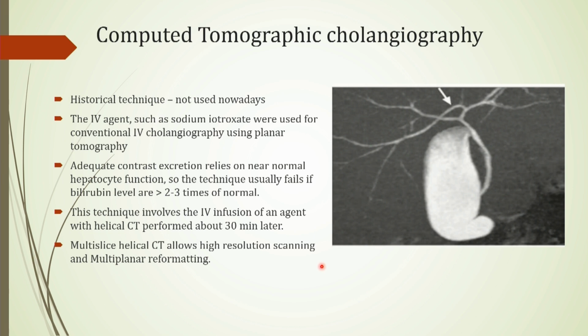CT cholangiography is also a historical technique. Instead of oral contrast, here we use IV contrast, especially sodium iotroxate, and adequate contrast excretion relies upon normal liver function. So the technique usually fails if the bilirubin level is very high, more than 2 to 3 times the normal.